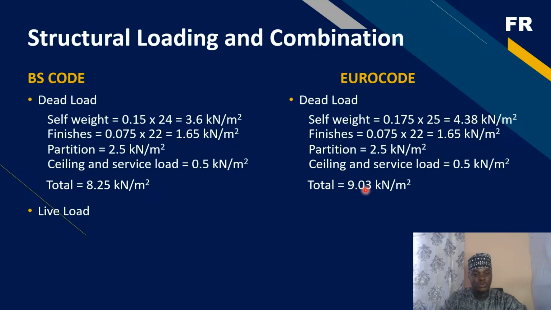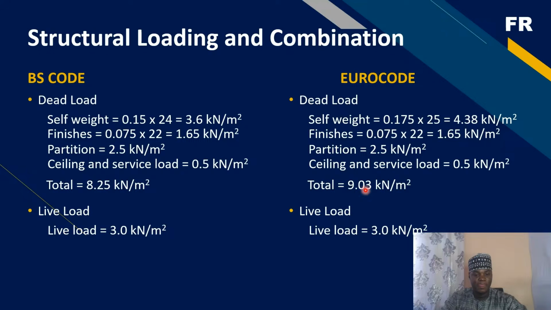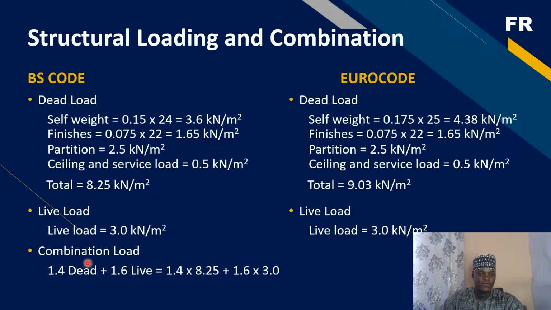For the live load, we assume a live load of 3.0 for both codes. Because of this, we can now have a combination load. This is the load combination to combine both the dead load and live load together. To do that, for the BS code, we have 1.4 dead load plus 1.6 live load. At the end of the day, we substitute our values, so we have a design load of 16.35.